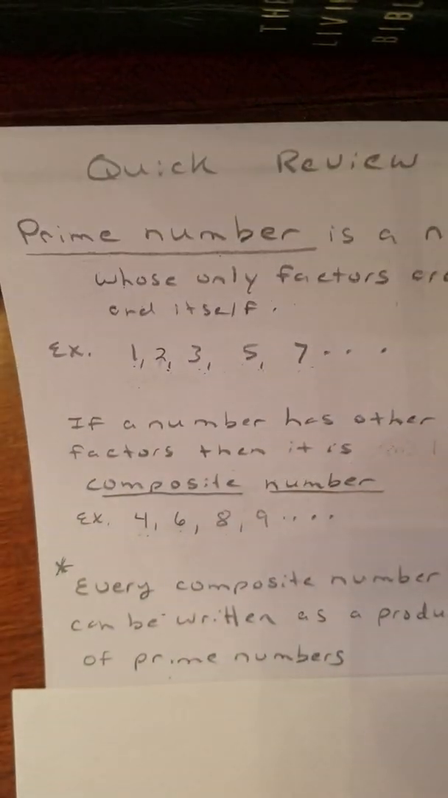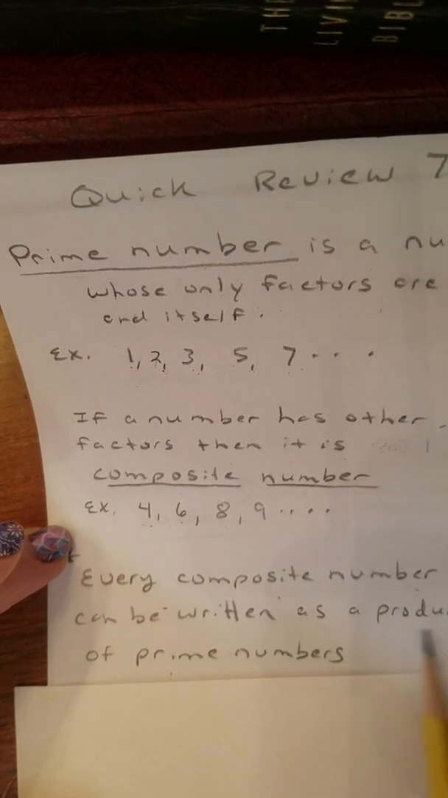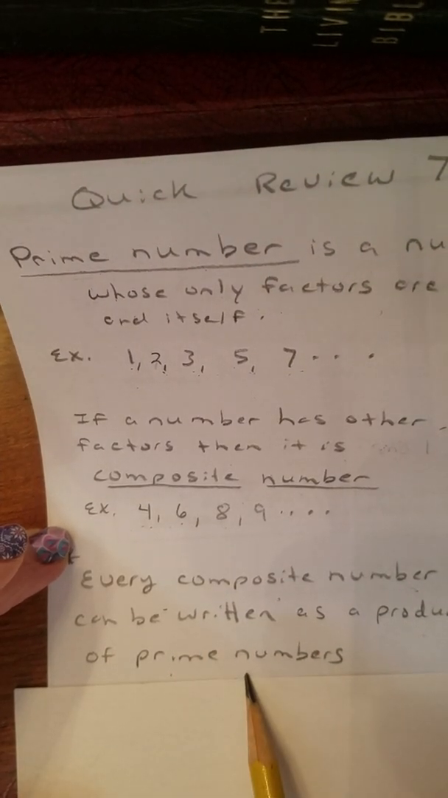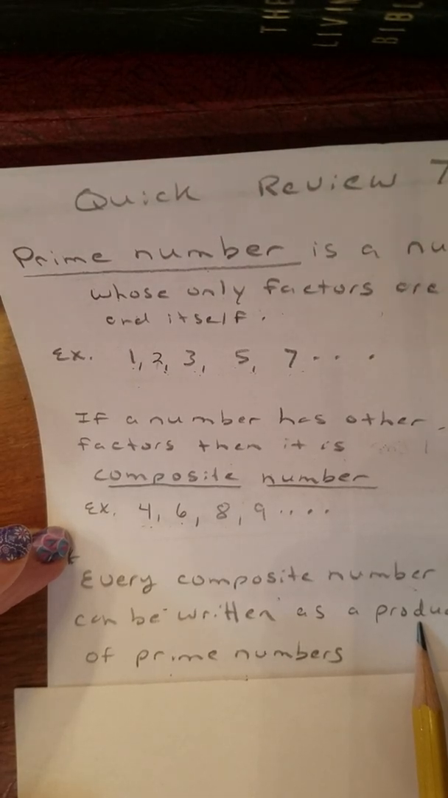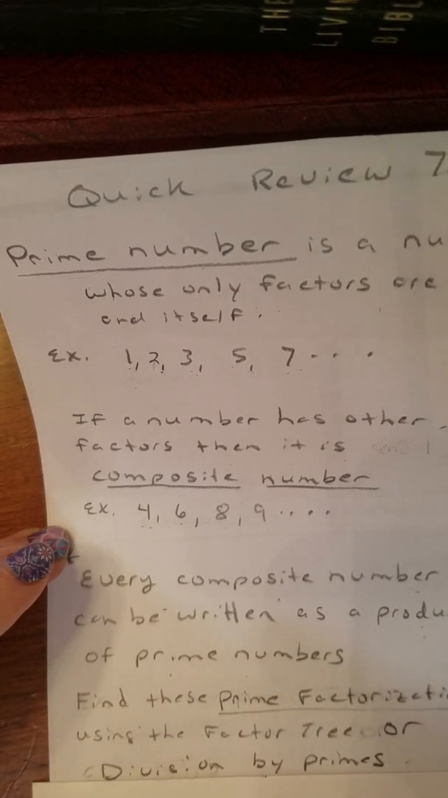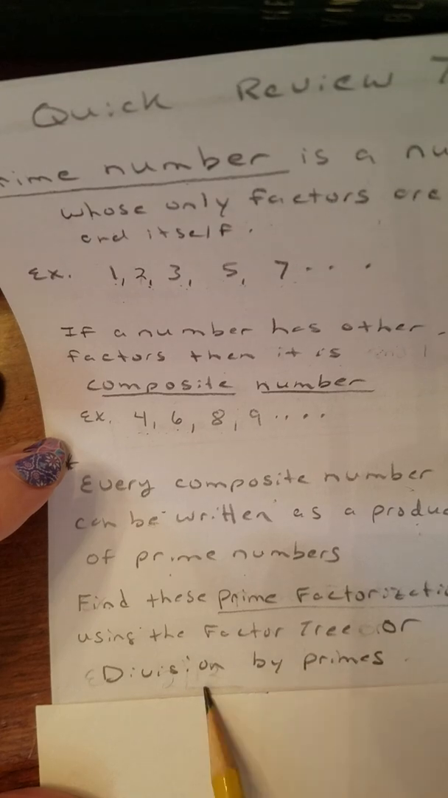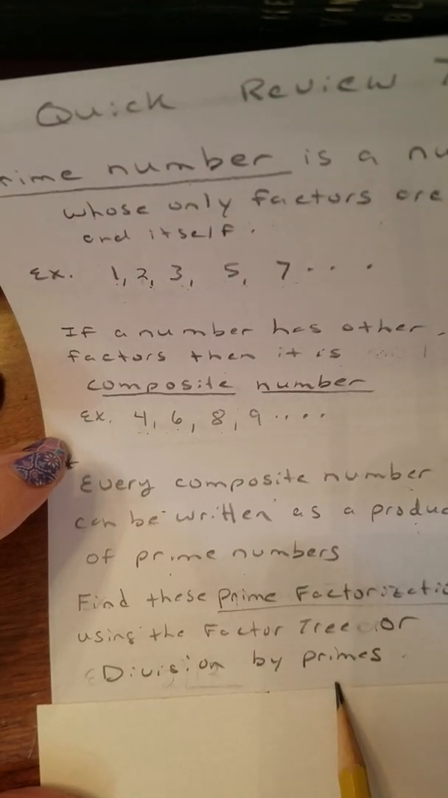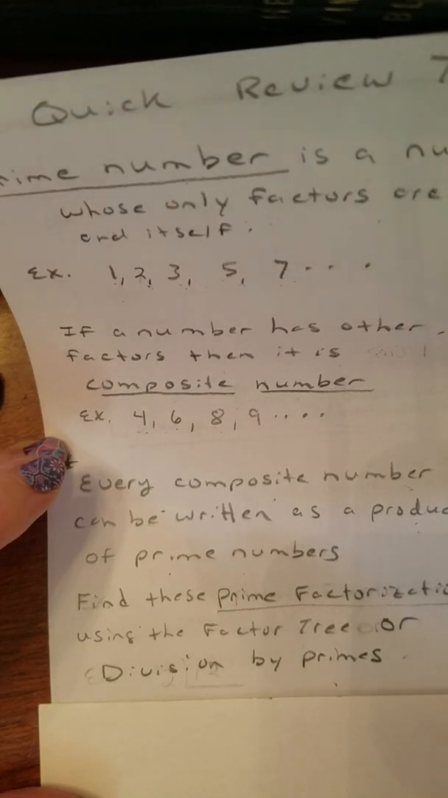And what you need to realize, though, is that every composite number can be written as a product of primes. Product, remember, is the answer to a multiplication problem. All right, so to find these prime factorizations, you can use the factor tree or what we call the division of primes. And so you've all, like I said, done this before, but we just want to recall.